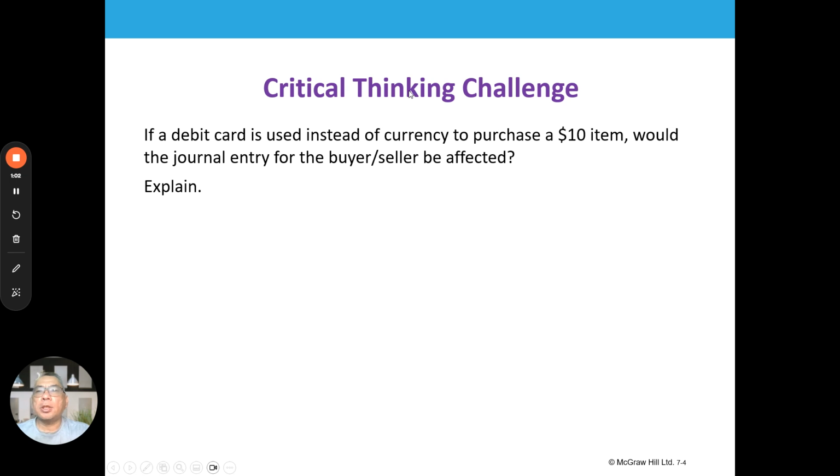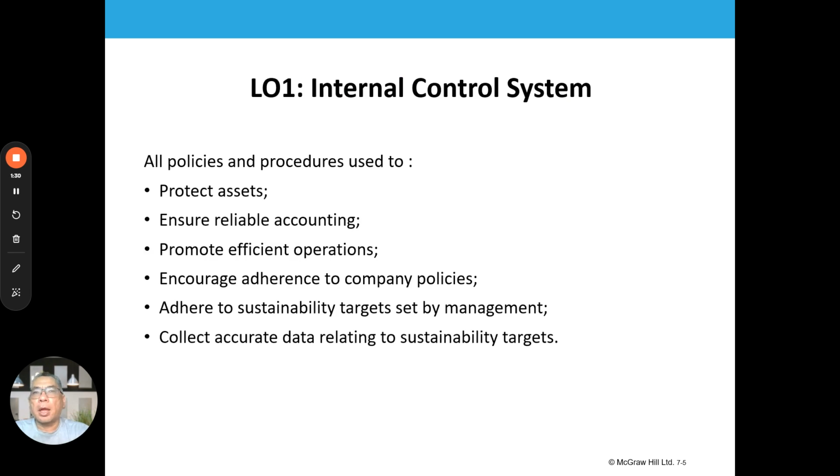A debit card is issued instead of currency to purchase a $10 item. Would the journal entry to the buyer be affected? You need to analyze this. A debit card means it's a cash purchase. Let's say a toothbrush is $10, you record that, and then cash goes out $10. That's an example of how the journal entry will be affected, right? Remember that.